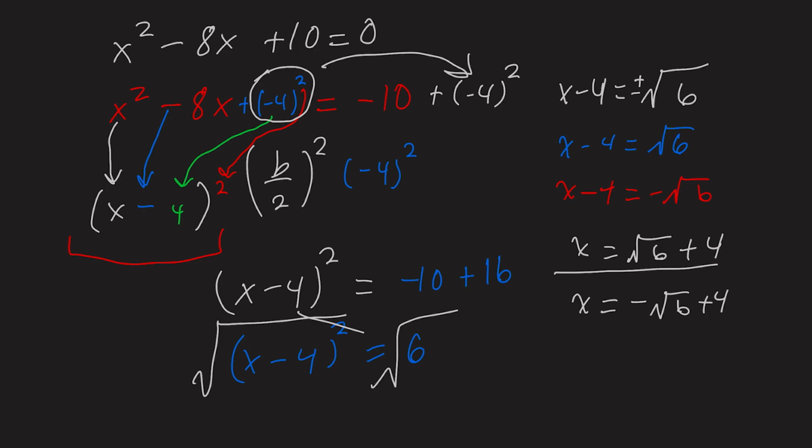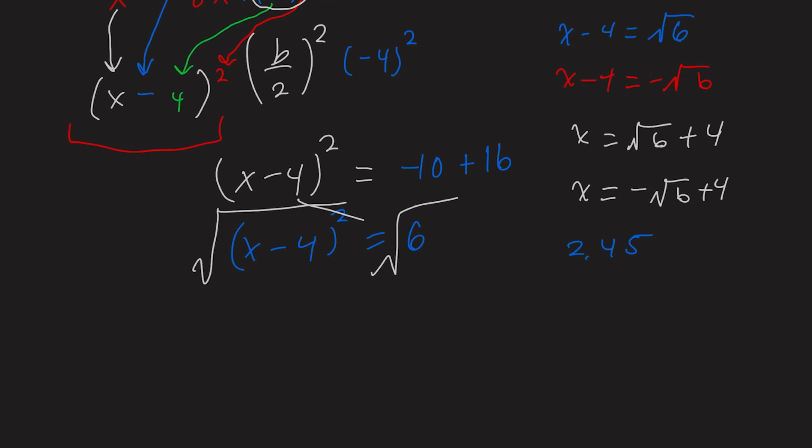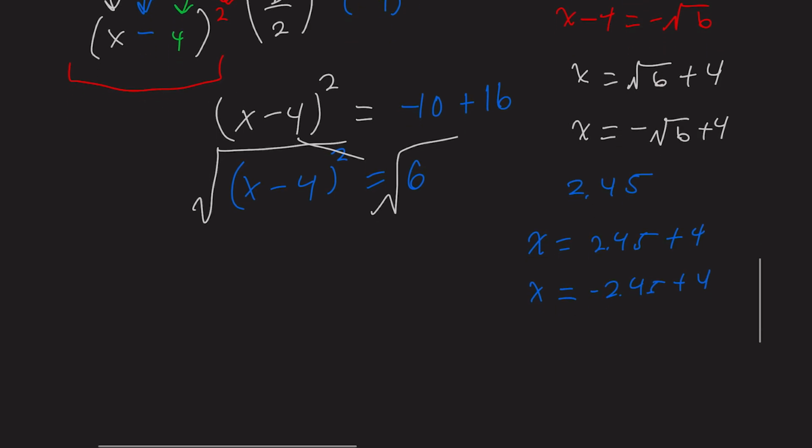So at this point, you could either leave it like this, or you could go one step further and take your calculator to compute what rad 6 is. Rad 6 is going to be 2.45, and we can use that to compute the actual decimal value of x. So that's going to be x equals 2.45 plus 4, and x equals negative 2.45 plus 4, which is going to result in x equaling 6.45 and the other x equaling about 1.55. Those are your final roots.